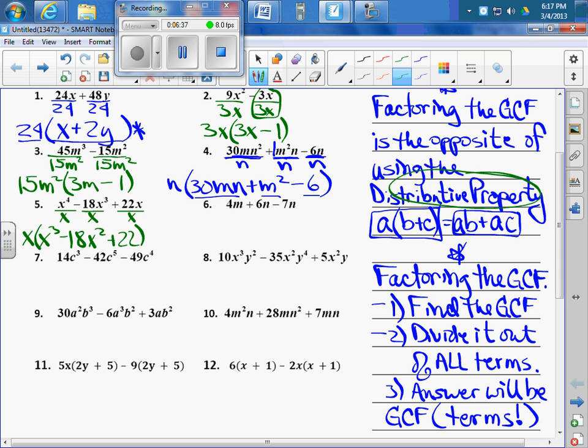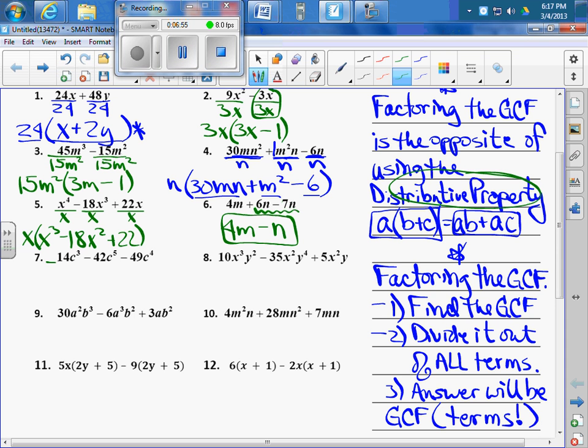If you can use the distributive property and come up with the original problem, more than likely you have that problem correct. In number 6, a little bit of a trick question here. 6n minus 7n in like terms, we're going to have 4m minus n, and that'll be your final answer. Number 7, 14, 42, and 49. What's the greatest common factor?